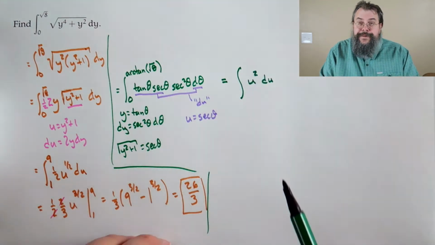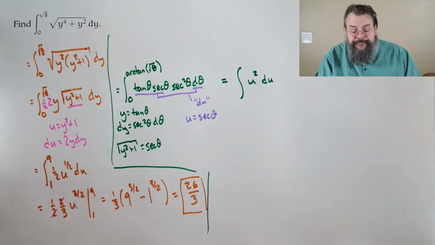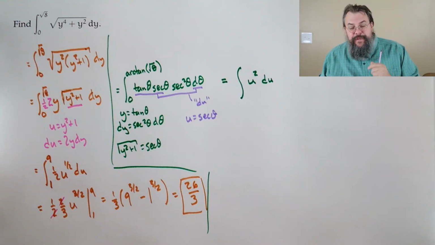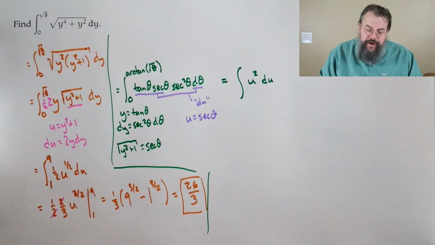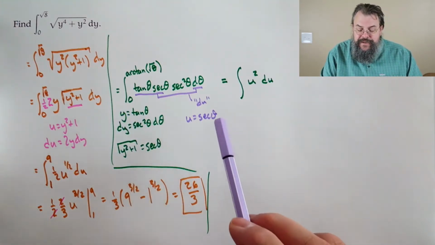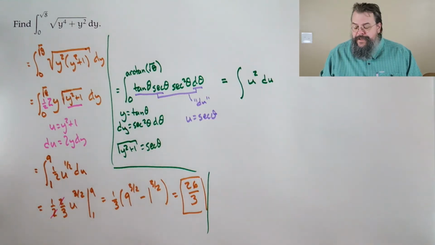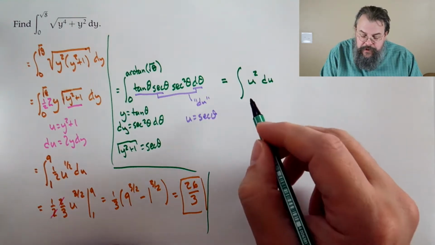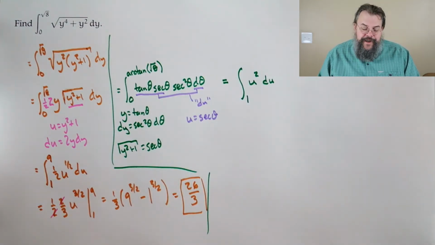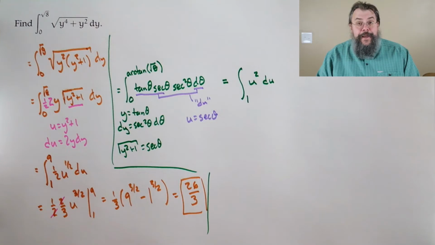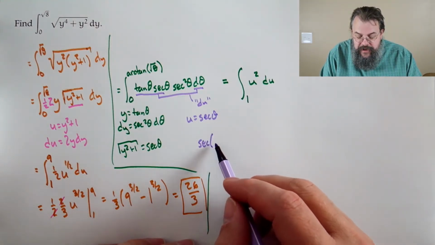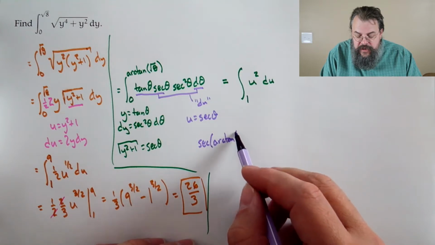And now the bounds. Okay, so let's think about our bounds. One bound is pretty straightforward: 0. Secant of 0 is 1. Okay, great, lower bound 1. Now, the other bound, secant of arctangent of root 8. That one maybe we should think about. So, secant of arctangent of root 8.